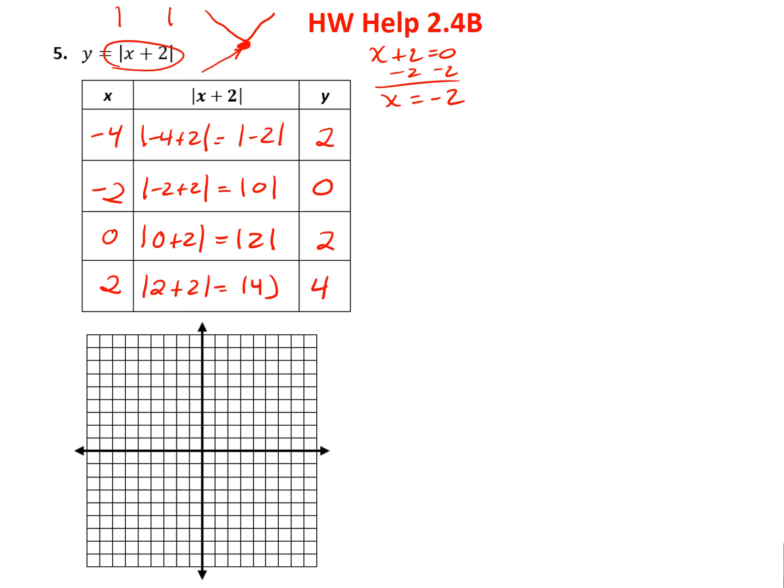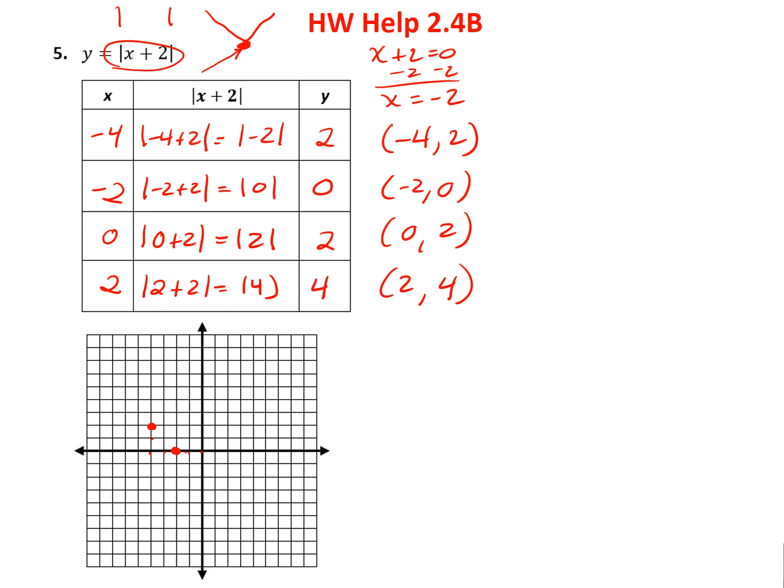So let's graph it. Our notes here are going to be, our coordinate pairs are negative 4, 2, negative 2, 0, and then 0, 2, and then 2, 4. Okay. So the first one is negative 4, 2. So from the origin, 1, 2, 3, 4 to the left, and then up 2. There's our first one. Second one, negative 2, so from the origin, over 2 and up, and 0.